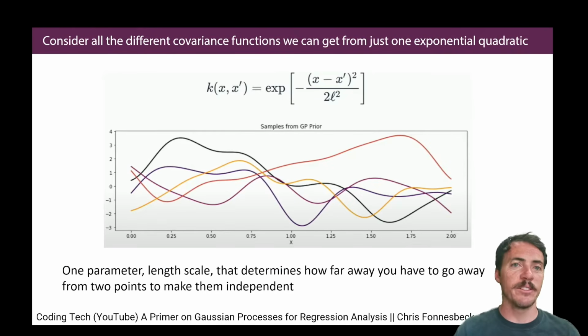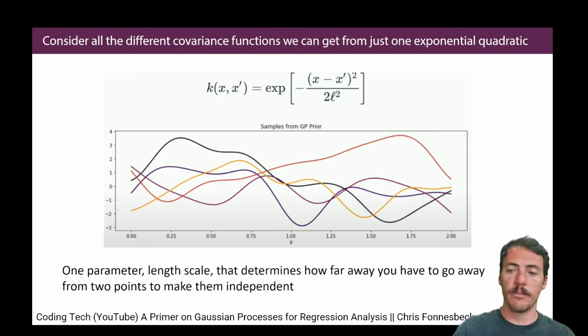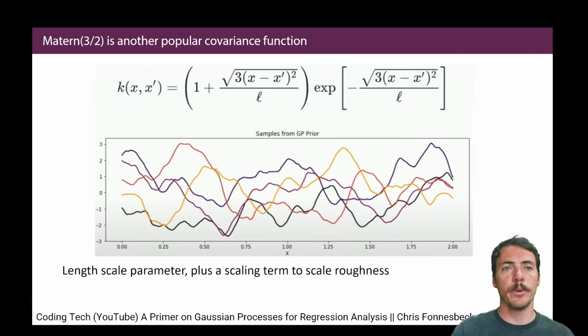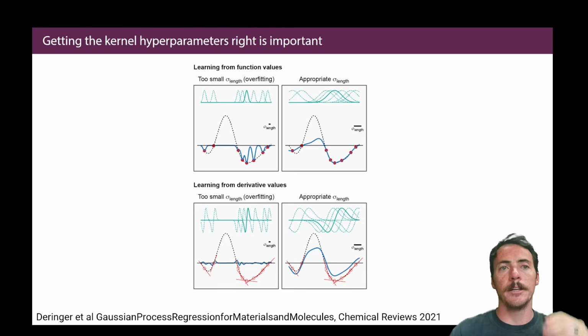So here's another one. Here's an exponential quadratic, really common. This looks like the RBF, right? Here's one. This is the Matern 3/2, another popular covariance function. You've got two terms, right? The 3 and the squared, I assume, is where the 3/2 is coming from. You've got a length scale parameter plus some sort of term to scale roughness. Here's the cosine variation one.